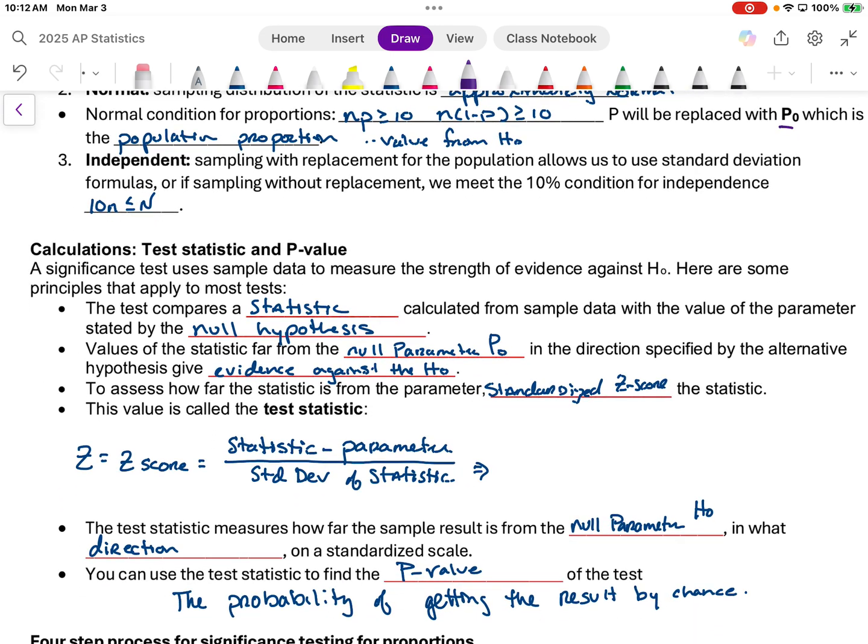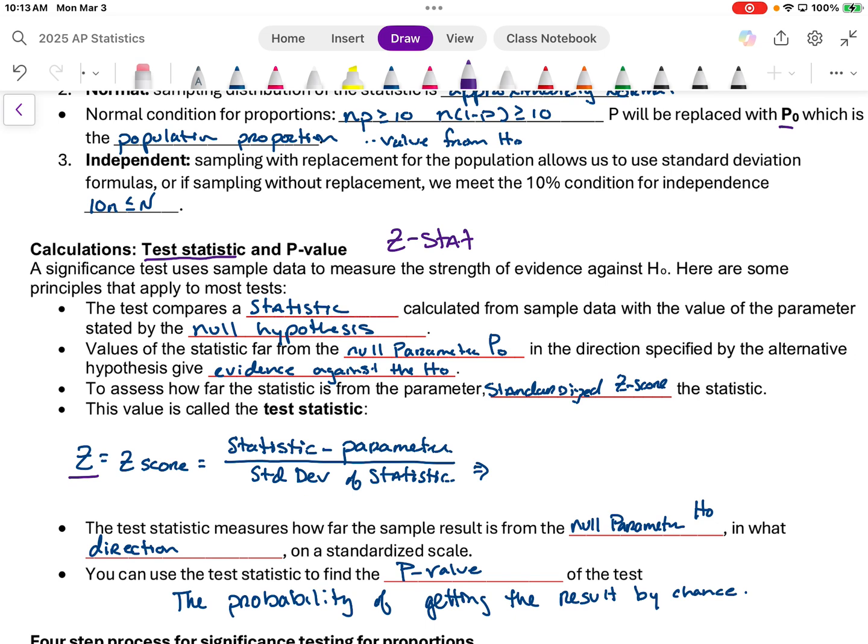When we look at our calculations for our test statistic and p-value, our test statistic is going to be known as a z-stat. This is what I usually have people write down. Instead of writing z-score, we write down z-stat or z-statistic when we show our work.